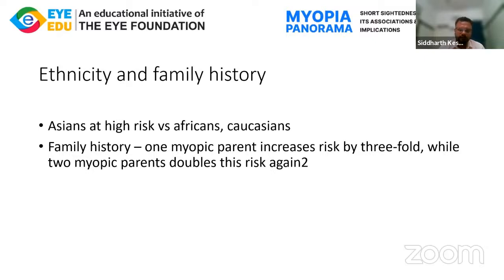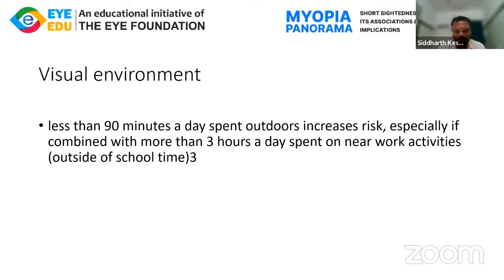What does it mean? That for the same refractive error, a child with myopic parents will be at a higher risk than a child whose parents don't have myopia. Same with ethnicity, like Asians are at a higher risk of getting myopia versus Africans and Caucasians, and Indians are somewhere in between Asians and Africans. The visual environment of a child also contributes to his risk of getting myopia. If he is spending less time outdoors, then he is more likely to get myopia. And on the contrary, if he is spending more time indoors doing a lot of near work, then he is more likely to get myopia.